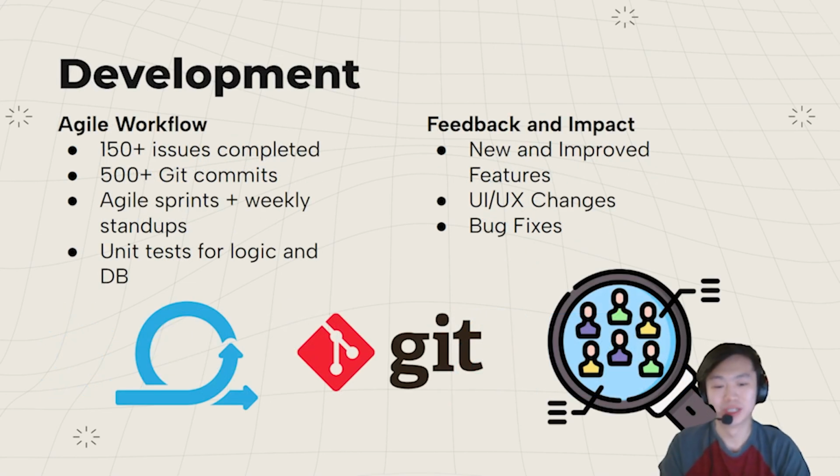Over the 16-week development cycle, we've completed over 150 tracked issues on our issue board and have more than 500 commits to our Git repository. We followed agile practices, working in week-long sprints, hosting regular stand-ups, and using version control with GitHub and GitLab. We implemented a full unit testing suite for utility functions and our full backend database.